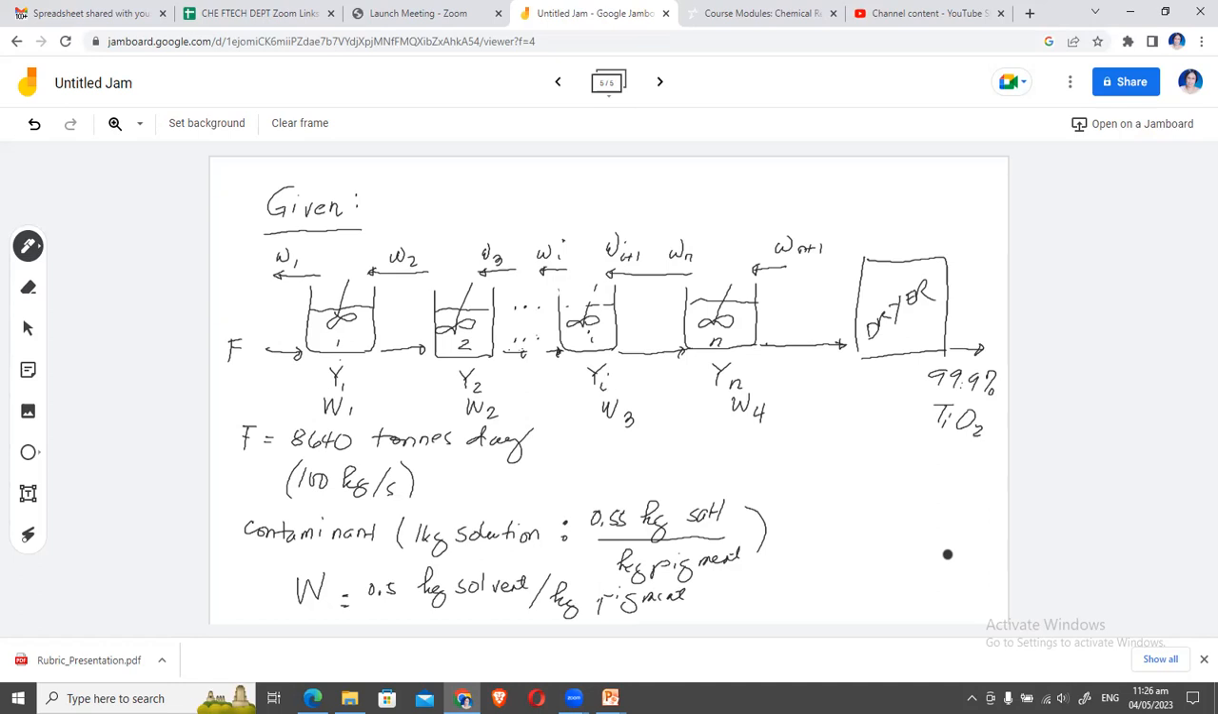Your wash water, this omega N plus 1, I'll just write here, is 17,400 tons per day, equivalent to 200 kilograms per second of wash water. Okay?